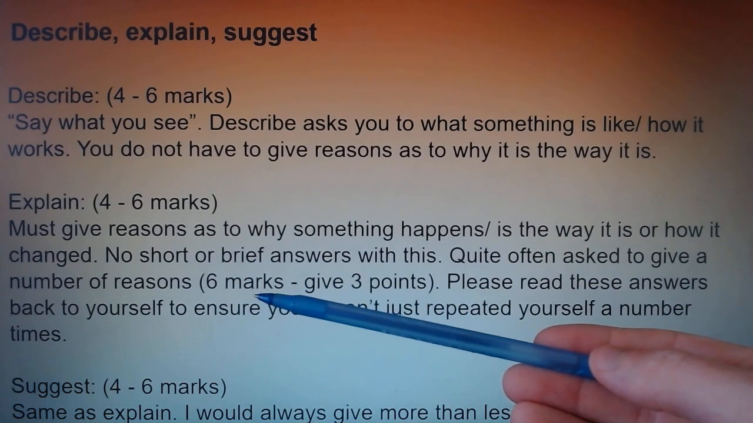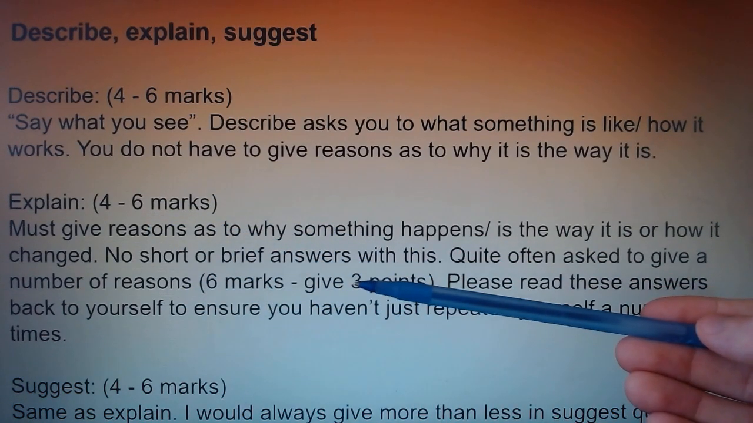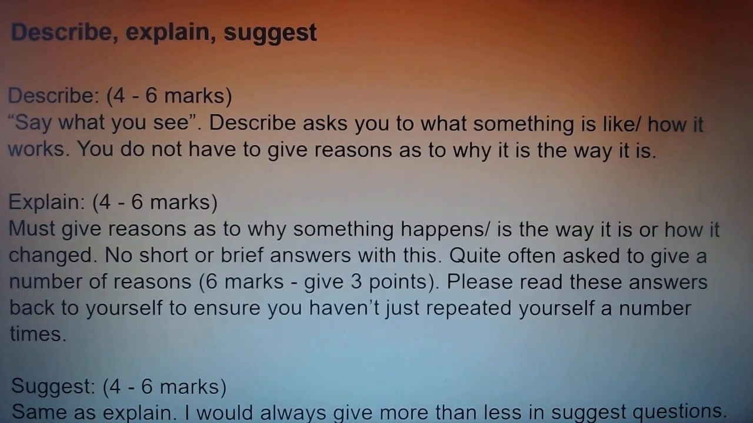Quite often you're asked to give a number of reasons. If you're given a 6-mark question with explain, you have to give at least 3 points. Explain 3 ways humans can damage coral reefs. One way is through overfishing, and then explain why. Why does that damage coral reefs? A second way is through global warming and climate change. How does that affect coral reefs?